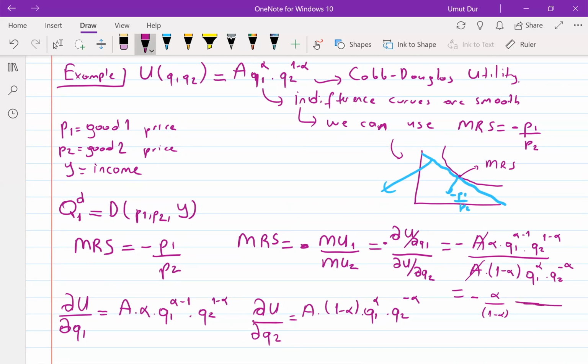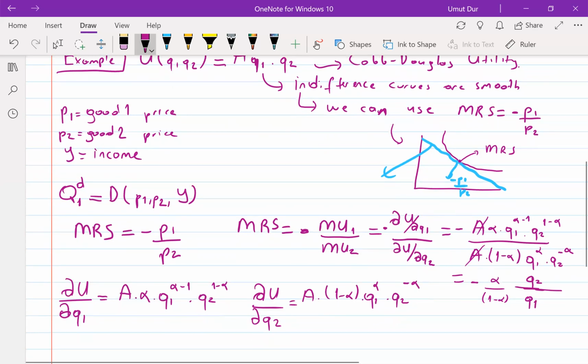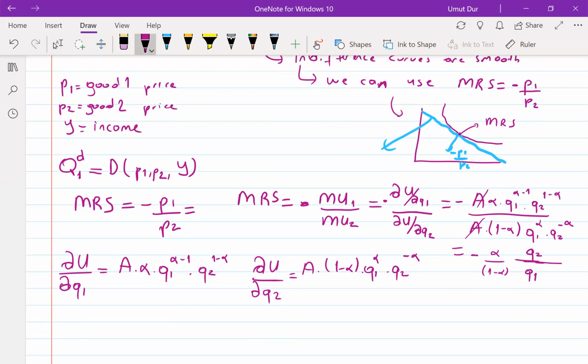I can take this term with q2 to the numerator, upside, and I can take this term with q1 to the denominator, down, and I will have q2 over q1. Okay, and I'm just equalizing it to, so this is the MRS. I'm equalizing it to the ratio of the prices. Okay, so minus alpha over 1 minus alpha q2 over q1.